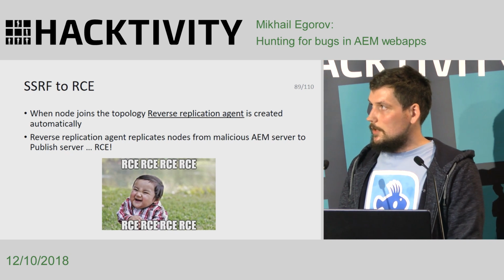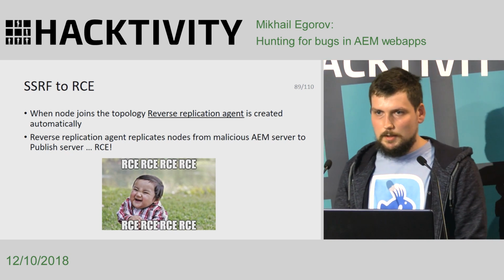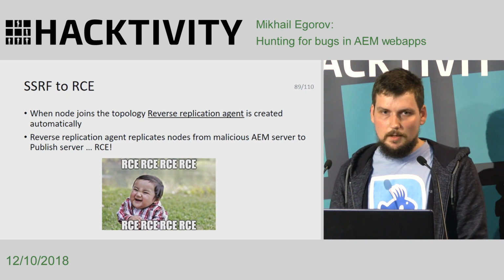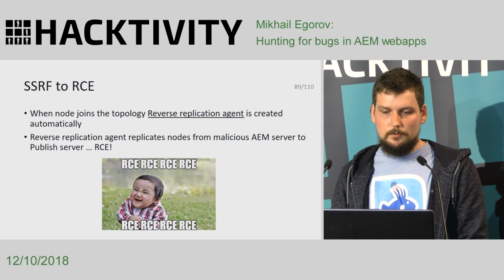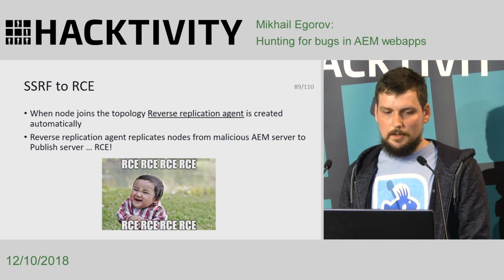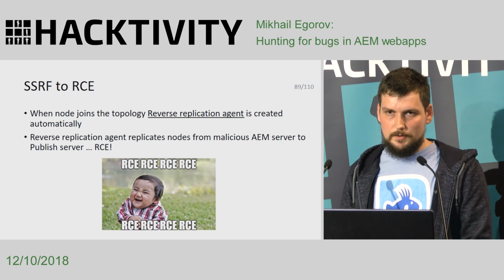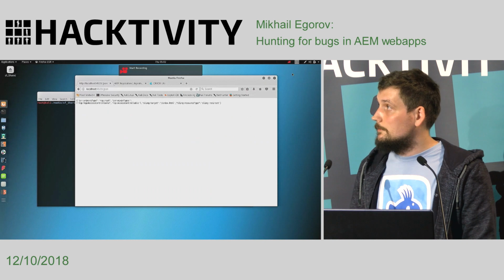And the reverse replication agent tries to replicate nodes from our malicious AEM server to the publish instance. This way we can upload a backdoor JSP script to the apps node from the malicious AEM server on the publish instance and gain remote code execution. Let's see how it works.